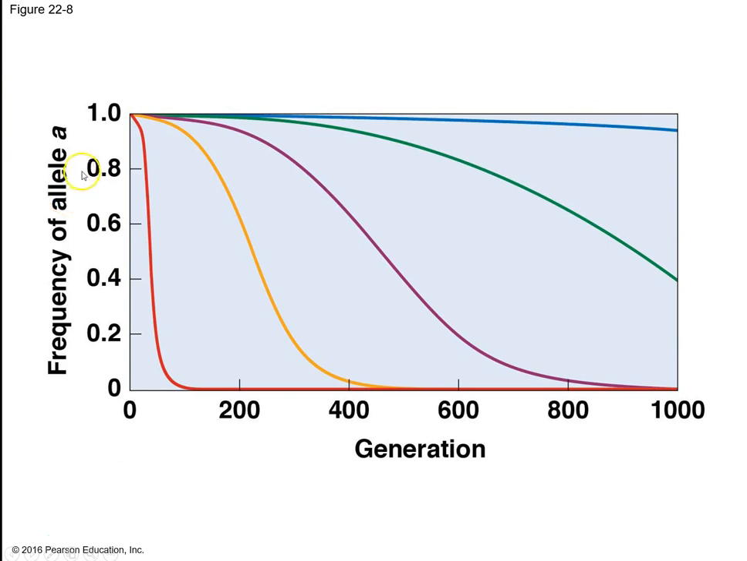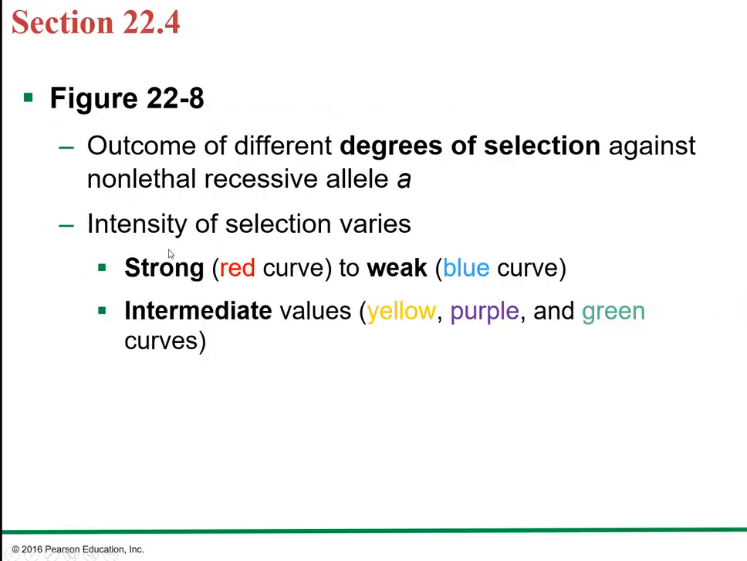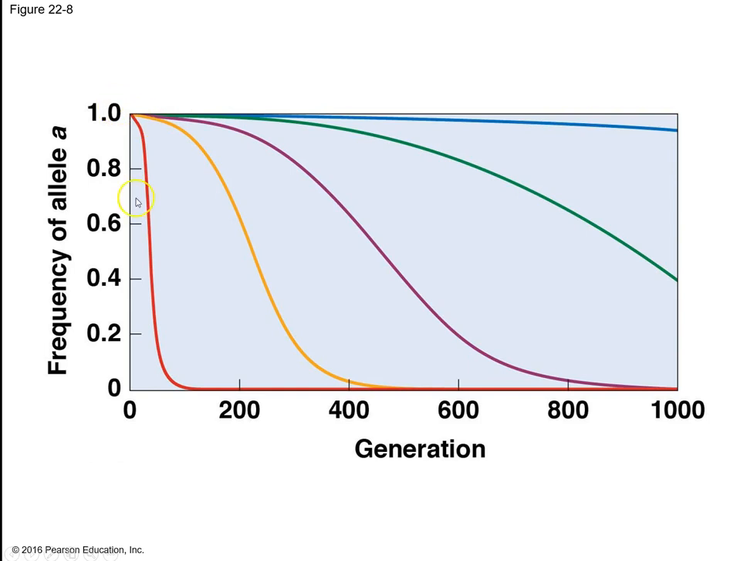You can see, again, this is now using Hardy-Weinberg to assess the frequency of a certain allele, this recessive allele, in a given population. And if you look over generations, you can see how that changes. So if you look here, this is a strong selection essentially against this allele. You can see that it's going to decline rapidly over generations.